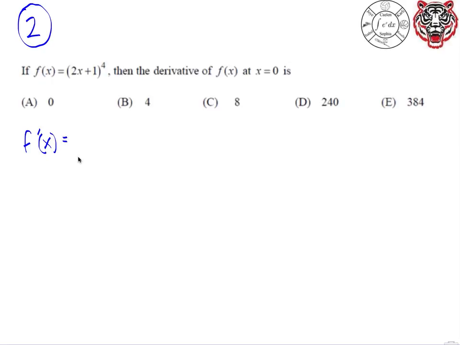F prime of x is equal to, help me out, girls. 4 times parentheses 2x plus 1, to the power of 3. What house were we in, Kaylin or Carly? What house were we in order to get this derivative? Powerhouse? Powerhouse, yeah. All right.